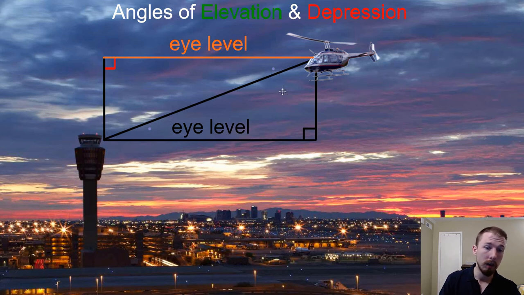So we can talk, because the eye levels are going to be parallel to each other, our angles of depression are from eye level looking down, like depression, and angles of elevation from eye level are looking up. Again, notice they're color coded so they can see where these things are coming from. Also, what does it mean to be eye level?